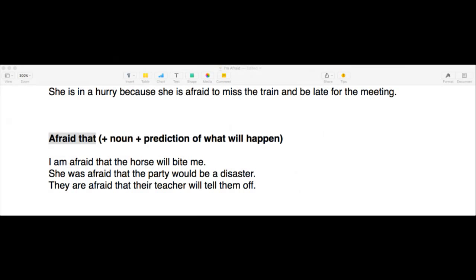Or, she was afraid that, and then we need the noun, the party, and then the prediction, would be a disaster. She was afraid that the party would be a disaster. Or they are afraid that, noun, their teacher, prediction, will tell them off. They are afraid that their teacher will tell them off.